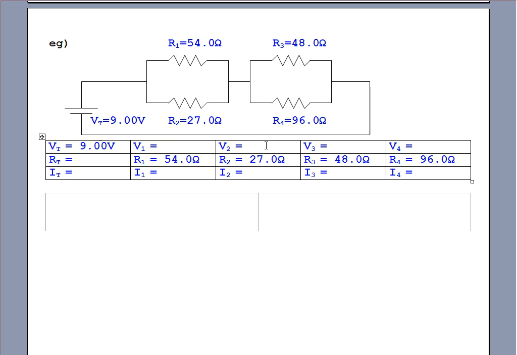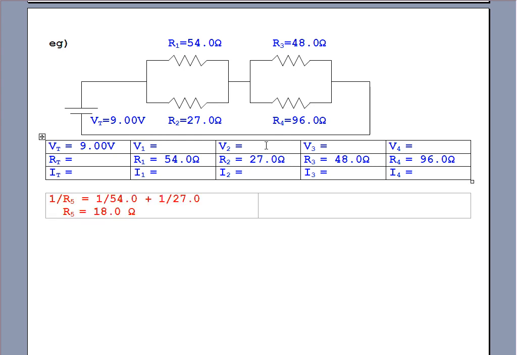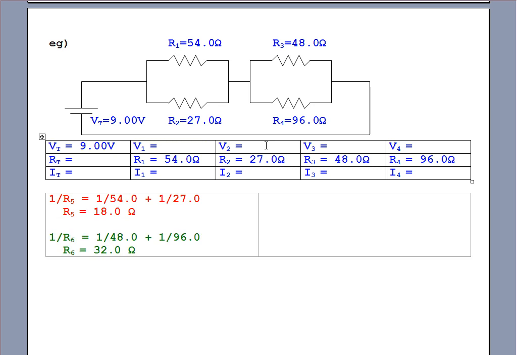So this circuit here doesn't look too complicated. I've got one parallel group in series with another parallel group. I can get started pretty quickly to get this thing rolling. For the first parallel grouping, a 54 and a 27, I'm expecting the answer to be less than the lowest, less than 27, and it certainly is. That group, I'm going to call it 5, it's 18 ohms. Easy stuff. And then I do the same thing, and I'm going to call 3 and 4 together group 6. And I do that flip, flip, add, flip thing, and I find out that the resistance equivalent there is 32.